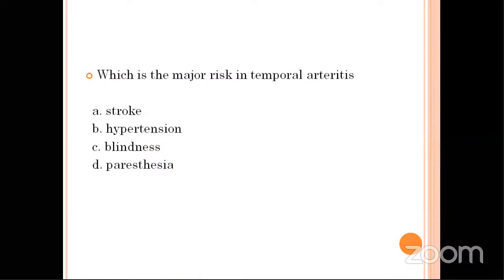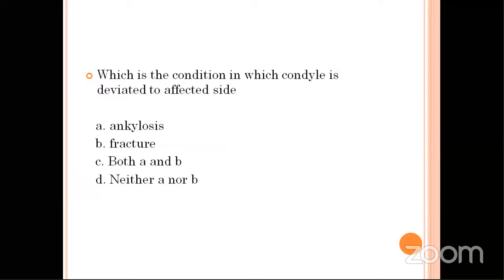So which is the major risk in temporal arteritis? It is actually blindness. In TMJ, which is the condition in which the condyle is deviated to the affected side? It is both ankylosis and fracture. Okay, in both ankylosis and fracture, if the right side is affected, then your jaw will deviate to the right side. That's the question.